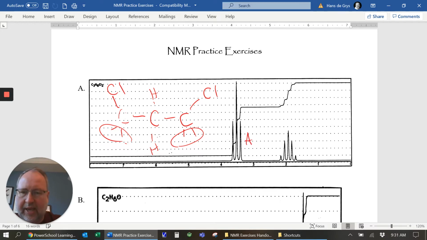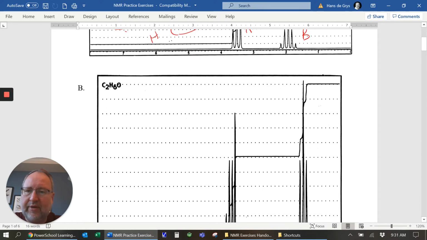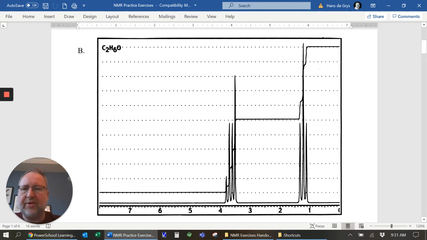We'll call that group A. And the 2 hydrogens I didn't circle are over here. They have 4 neighbors, leading to a quintet. Over here in B, this is of course what ethanol looks like.